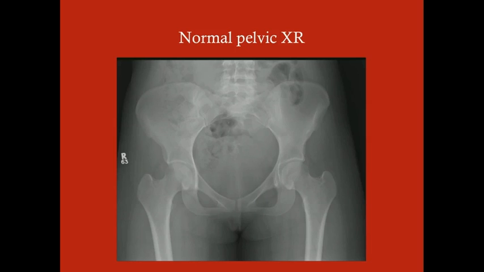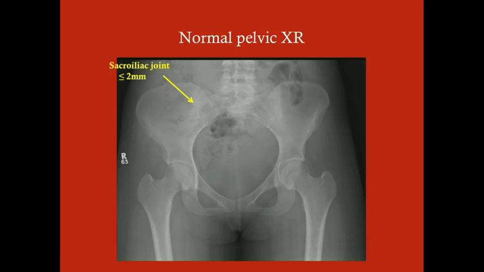So this is a normal pelvis x-ray, and you really need to know what a normal pelvis x-ray looks like. You should know what any normal x-ray looks like. So I want to point out some structures on the x-ray. I also pointed them out in the anatomy recap, but I want to point them out here because these are the most commonly damaged sites of the pelvis.